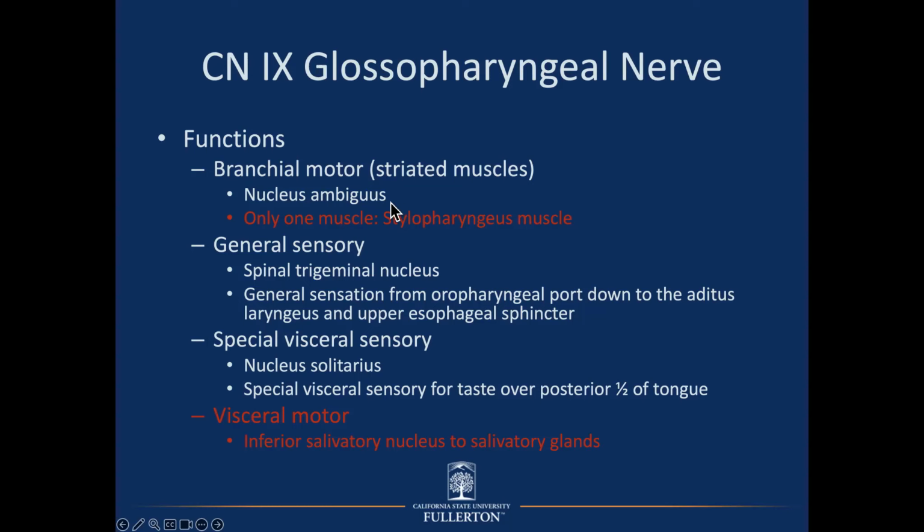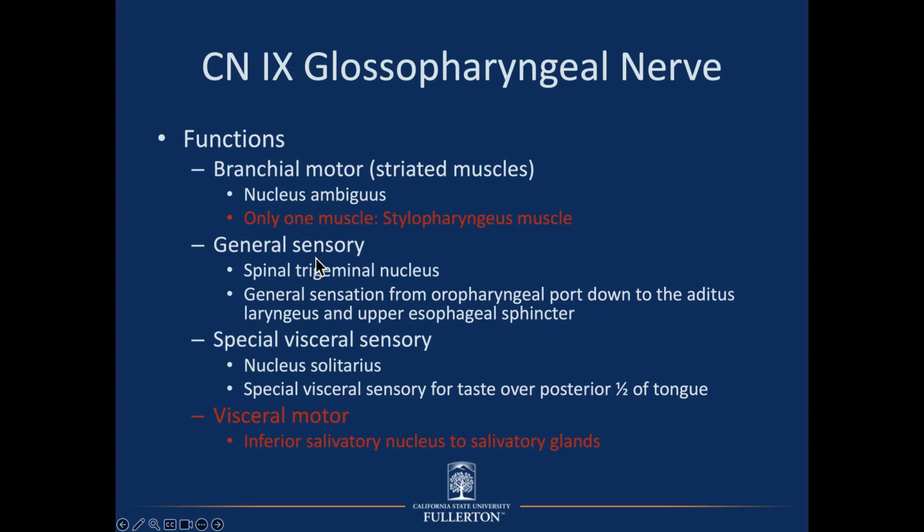It's the nucleus ambiguus. Functionally speaking, when it comes to testing, it only innervates one muscle, the stylopharyngeus, and we cannot, as SLPs, differentially test that. So when we test 9, we're going to kind of forget about motor. It does have a motor component, but it's just this one muscle. It goes from your styloid process to the side of your pharynx. It's not very big. If somehow you had a problem just with that, I don't think you'd ever figure it out, but you will figure it out from the other things.